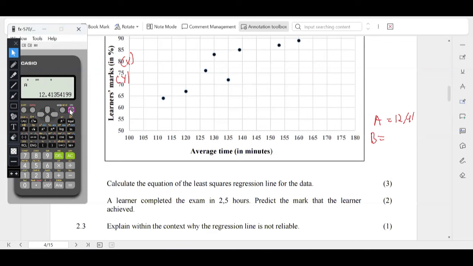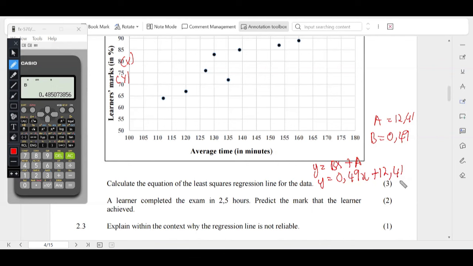So again, on, and then shift 1, regression again, and then you go to 2. So our B is 0.48, so 0.49 rounded off to 2 decimal places. And then our equation is in the form of y equals bx plus a, and then y is equal to 0.49x plus 12.41. And there you go. You have your equation of the least square regression line for the data.